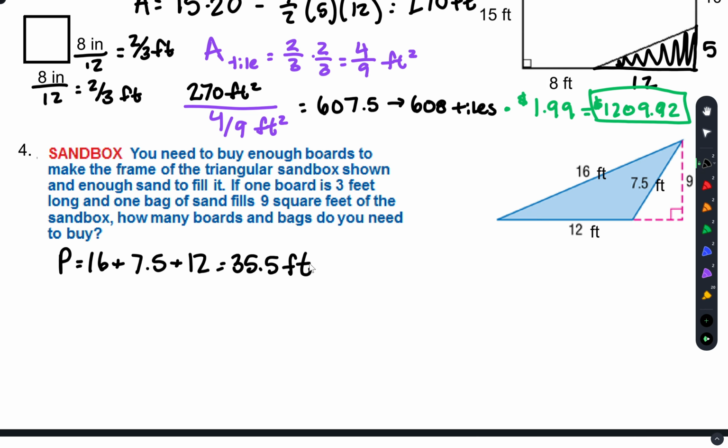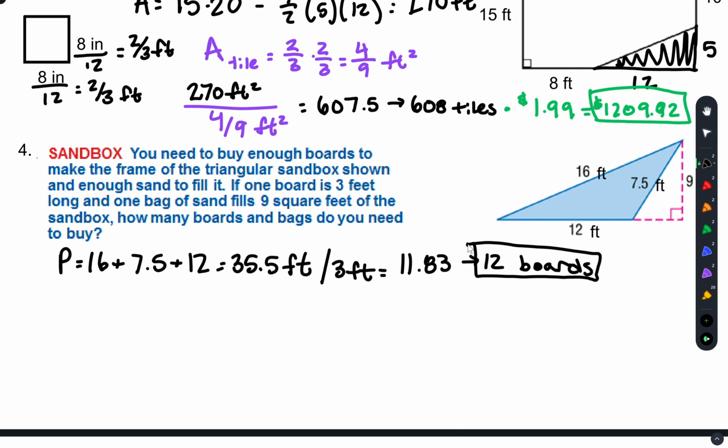Now, it says one board is 3 feet long. I need to figure out how many boards I'm buying. So I'm going to divide this number by 3, which tells me I need to buy 11.83 boards. Once again, can I buy 0.83 of a board? No, so I'm going to round this number up to 12 boards. And that's the first answer. I don't need to know how much it costs. I just want to know how many I've got to buy. Good with the perimeter?